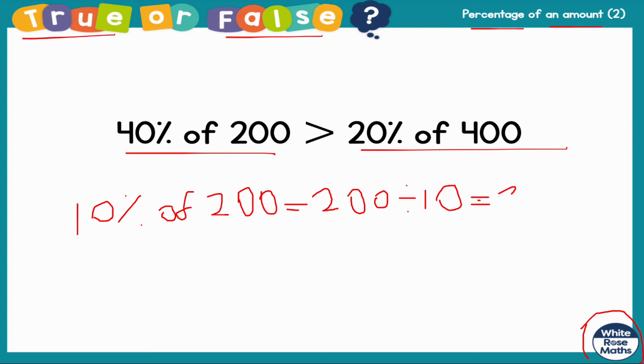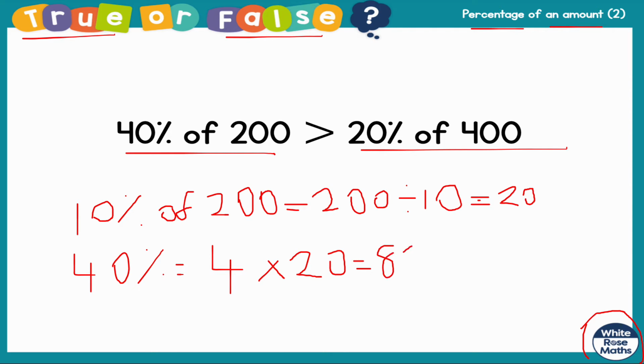Now 40% will be 4 lots of 10%. So 40% will equal 10% plus 10% plus 10% plus 10%, or 4 lots of 20. So 4 lots of 20 is 80, guys. So the answer is 80 for that. Now the next one, 20% of 400, guys. Well, 10% of 400 is going to be 40. Therefore, 20% will equal double 40, which is equal to 80.